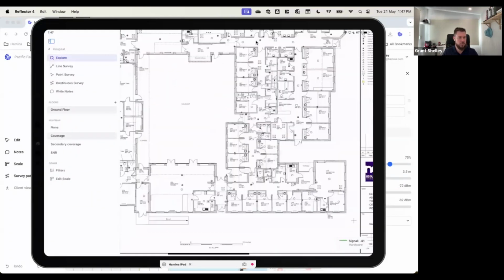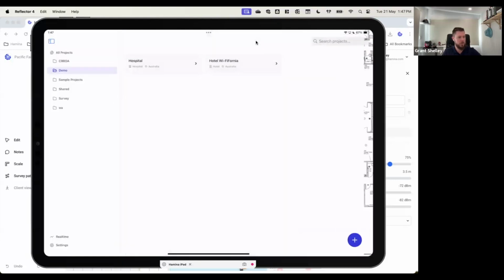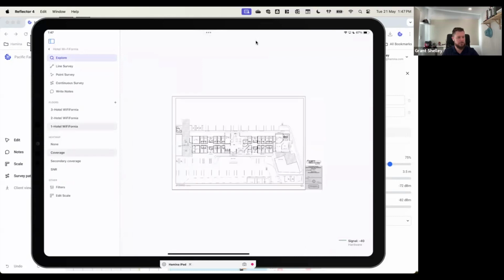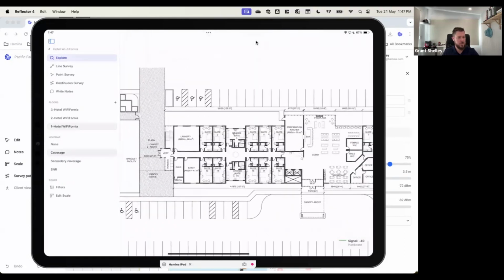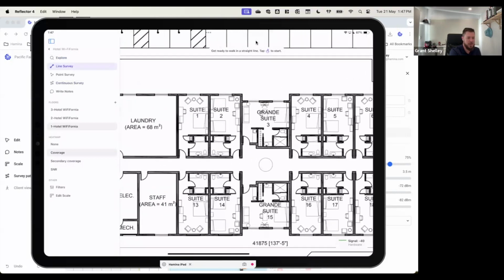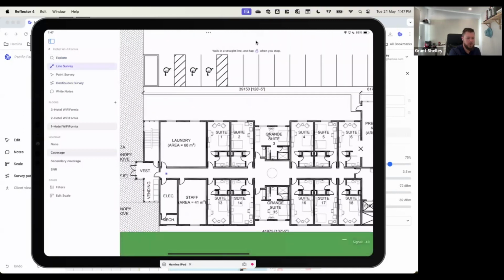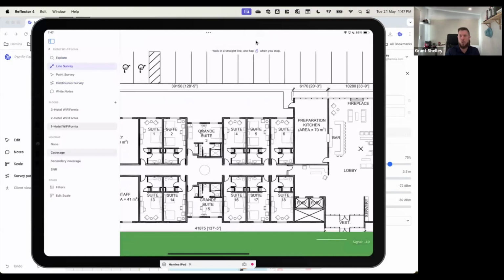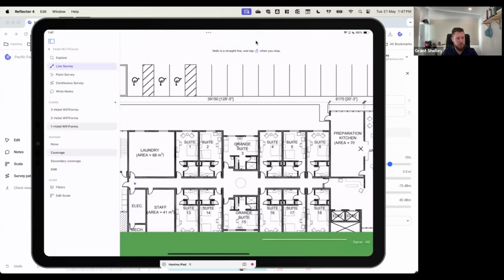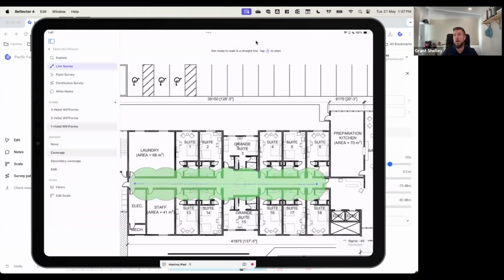So you'll see here, same floor plan from before. Maybe we'll go into a different one. We'll go into this one here. So we've got a hospital environment here. And again, the ability to do different survey types. So, we've got a line survey here, which is really good for, okay, we've got this big corridor we can walk down. So we would physically walk down the corridor, get to the other end, and we're finished. Right, so it's from point A to point B, done, no more.